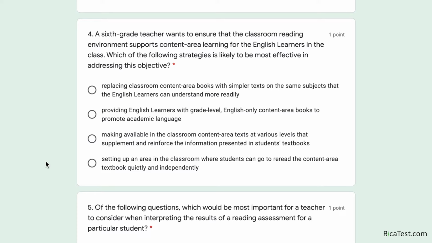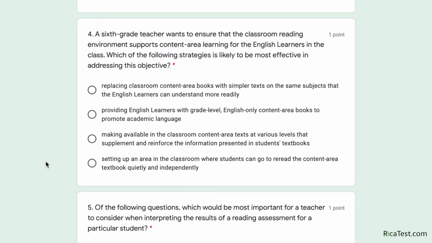Number 2, providing English learners with grade level English only content area books to promote academic language. Number 3, making available in the classroom content area text at various levels that supplement and reinforce the information presented in students' textbooks. That one sounds good. Again, provide supplemental and reinforcing information, like use scaffolds to help the students take the same books in order to complete the same assignments, but maybe in a different way.